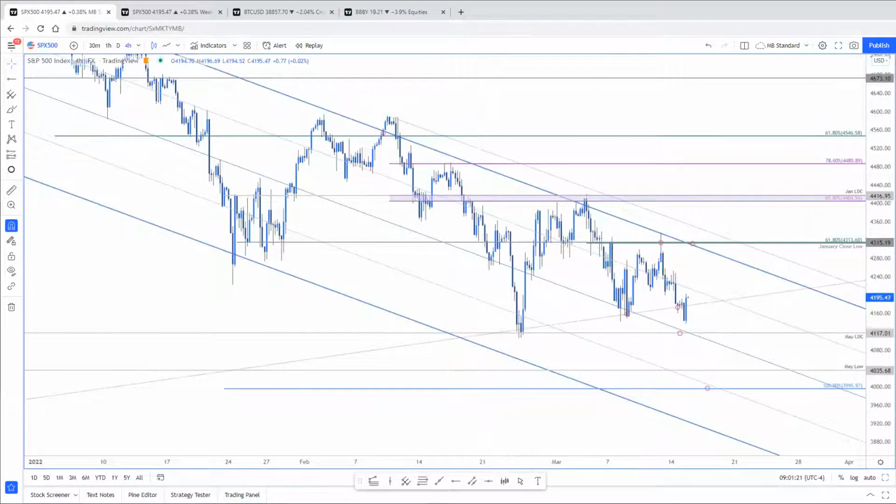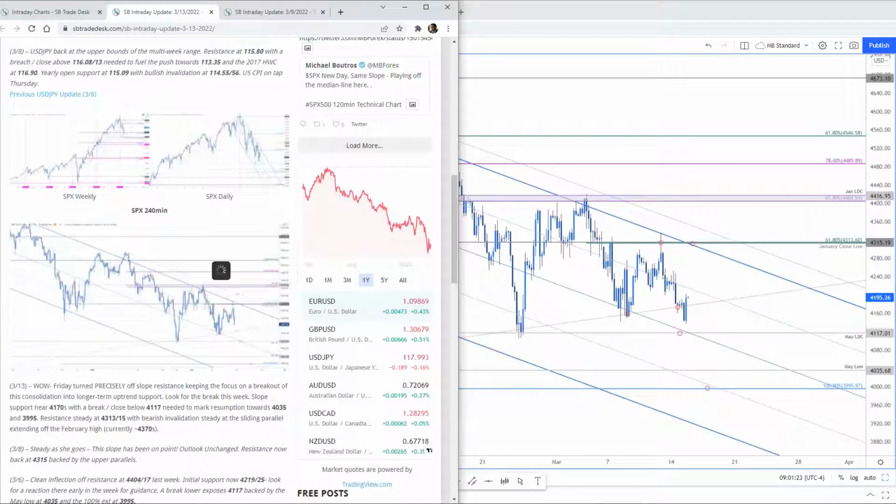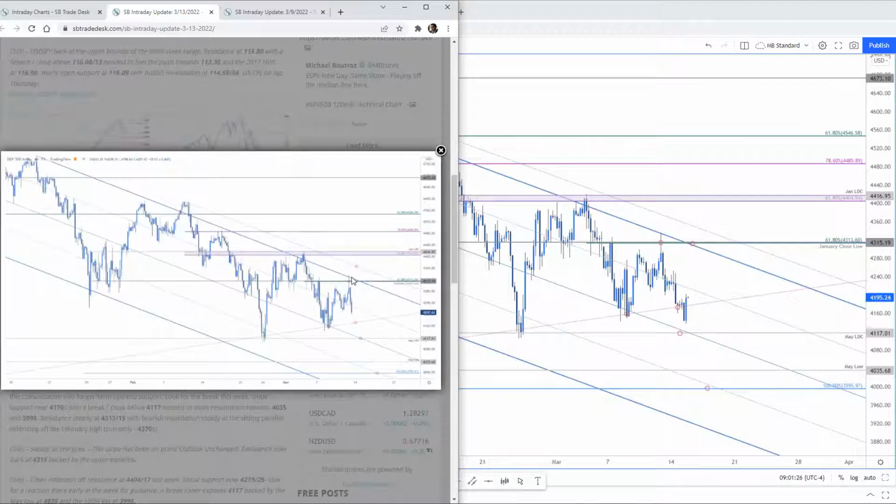Here's what it looks like on the intraday, and again, a look back at what it looked like a few days ago. Perfect kiss, perfect touch. We talked about that 618, the January close low. What a perfect touch of resistance. Here's the move lower. Here's that broader uptrend. Watch the crunch. Questions on SPX?